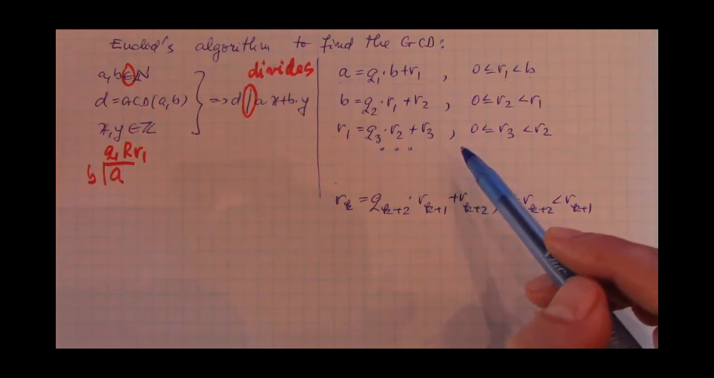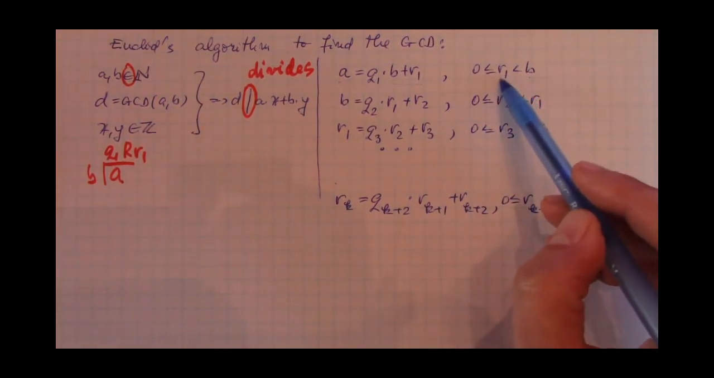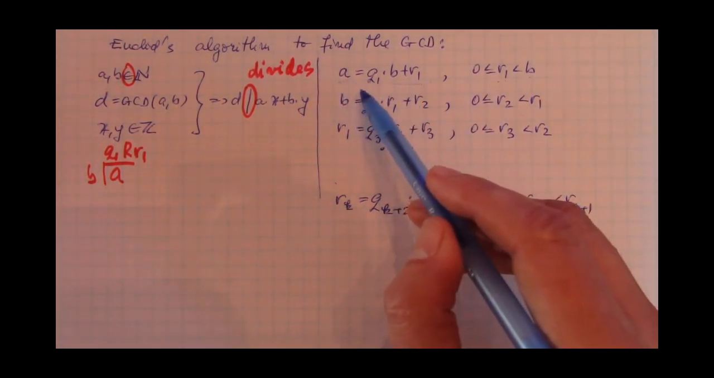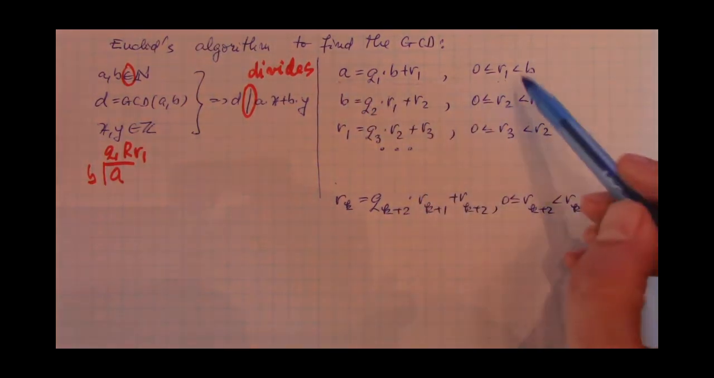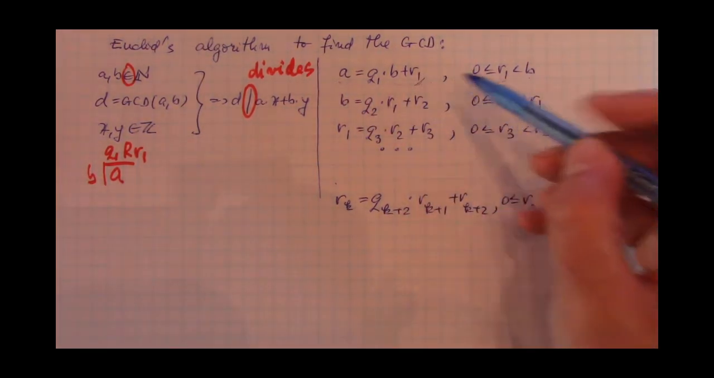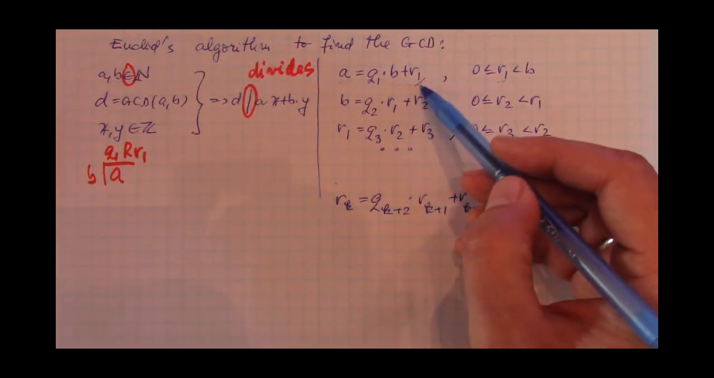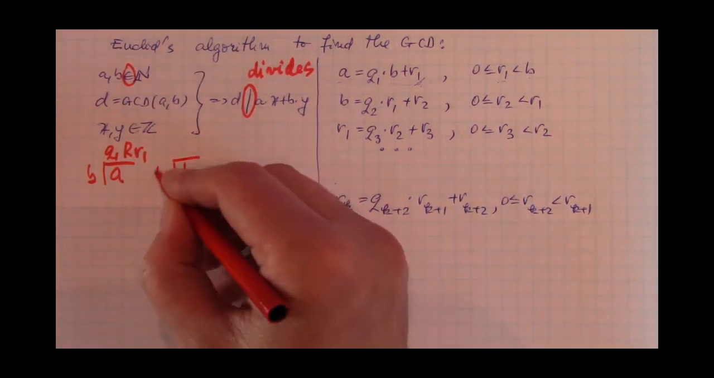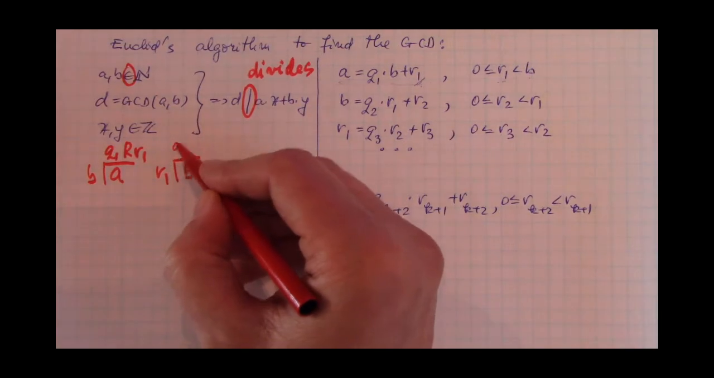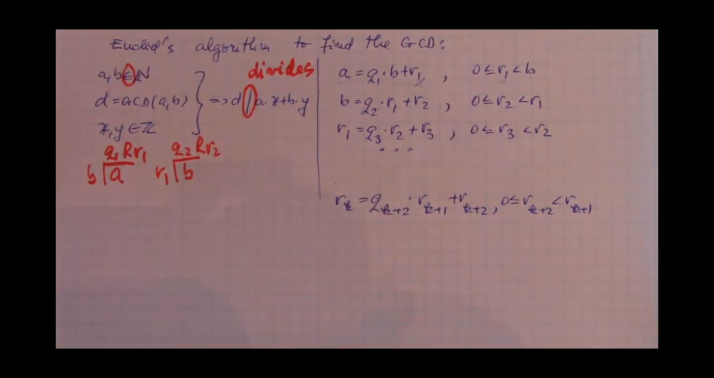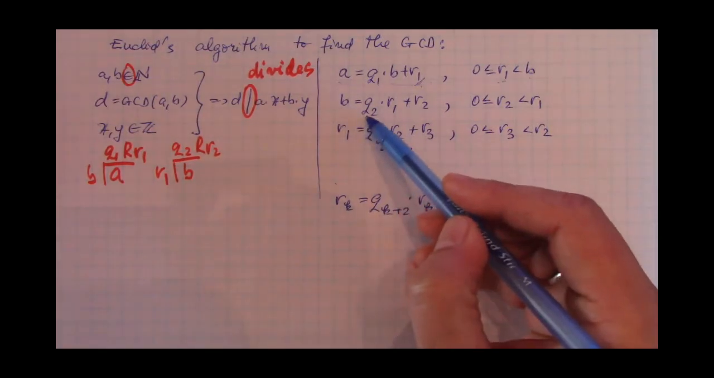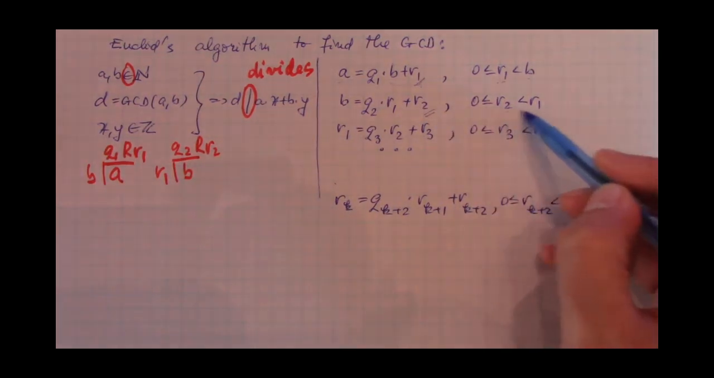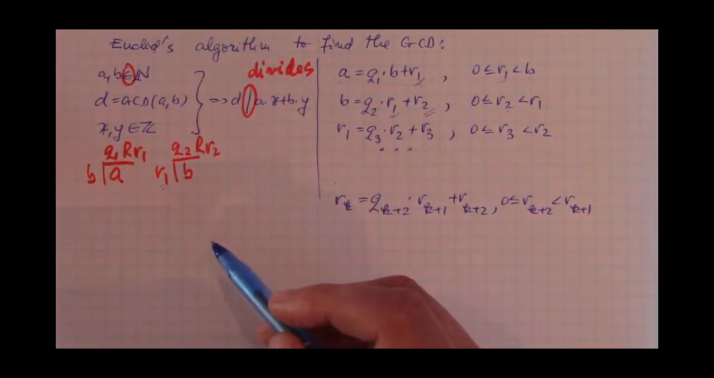Now let's suppose that the remainder we get here is not 0, because if the remainder is 0, we just figure out that B is the GCD of A and B. So if this remainder is not 0, let's divide B by R1. We get a quotient Q2 and a remainder, let's call it R2. So B is equal to Q2 times R1 plus R2, where R2, this new remainder, is less than R1 because we just divided by R1.